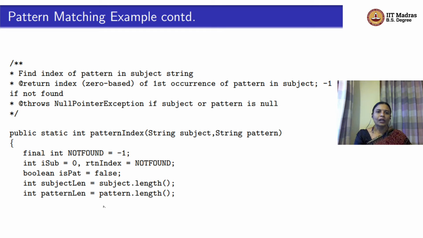So this is the method. The method is called pattern index. It takes 2 arguments, a subject and a pattern. Both of them are strings. And then it starts its work.